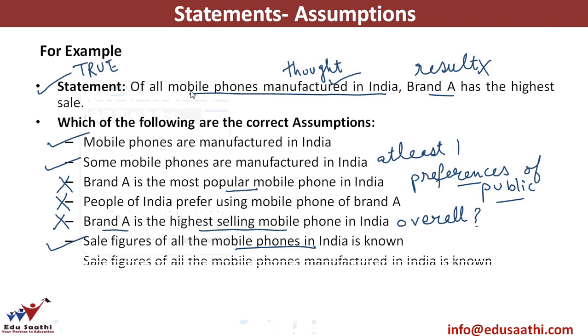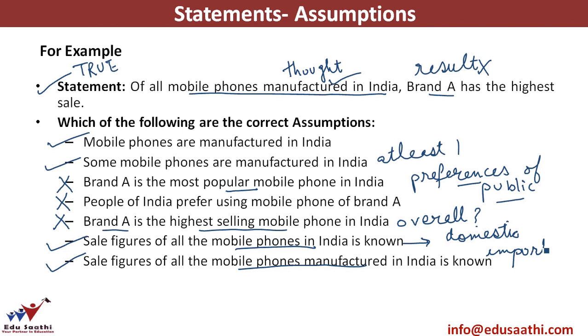Okay, so the next point is sales figures of all the mobile phones manufactured in India are known. Even better. So if either of the two things is known to me, I can comment upon the sales or the highest selling cell phone in India. From here, I can tell about mobile phones manufactured in India. From here, I can know domestic as well as imported cell phones. From here, I can only tell the highest selling domestically manufactured mobile phone. So if either of the two is given, you can say it is a valid assumption.